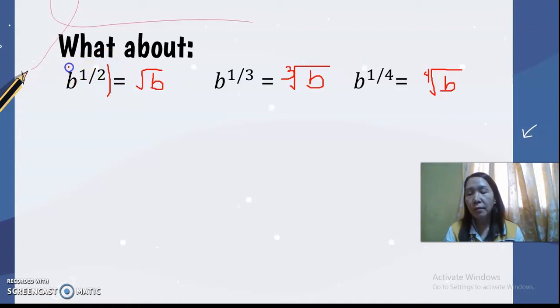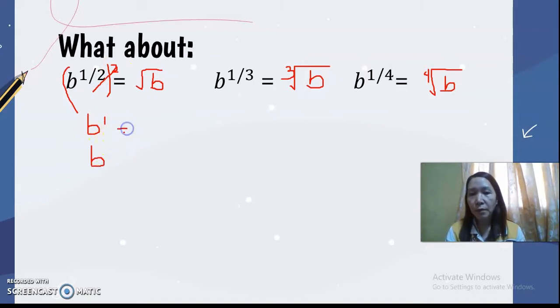By squaring both sides. Why is it squaring both sides? Why do I need to square it by 2? Since the exponent of b is 1/2, our purpose there is to make the exponent of b equal to 1. So what will you multiply to 1/2 to make it 1? Of course, we're going to multiply the reciprocal of 1/2, which is 2. So b raised to 1/2 raised to 2 is b raised to 1, because we are going to cancel this out. And we knew already that b raised to 1 is also b.